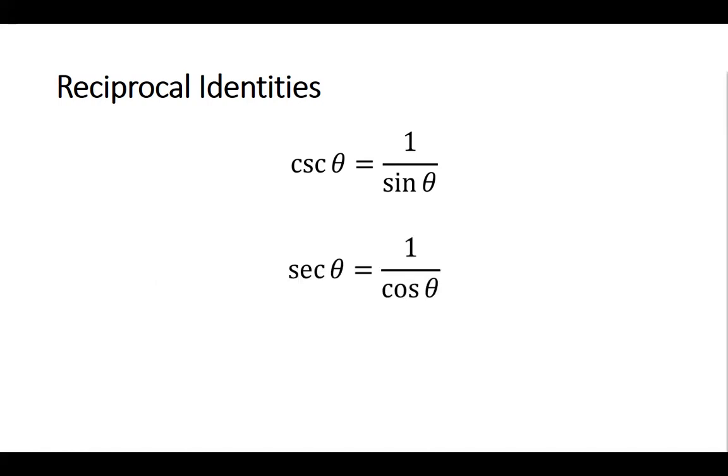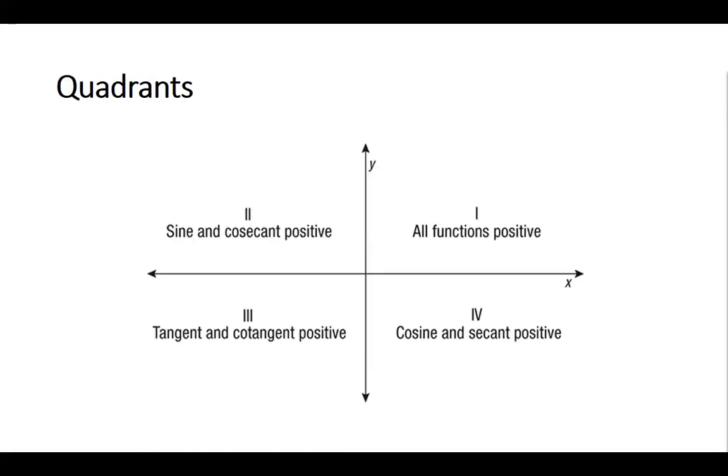So, reciprocal identities. Cosecant of theta is just the reciprocal of sine theta. So it's 1 over sine theta. And sine theta is 1 over cosecant theta. They're reciprocals. Secant theta is 1 over cosine theta. And cotangent theta is 1 over tangent theta. So that's where, going back into that, we can see sine and cosecant are reciprocals. Tangent and cotangent are reciprocals. Cosine and secant are reciprocals.